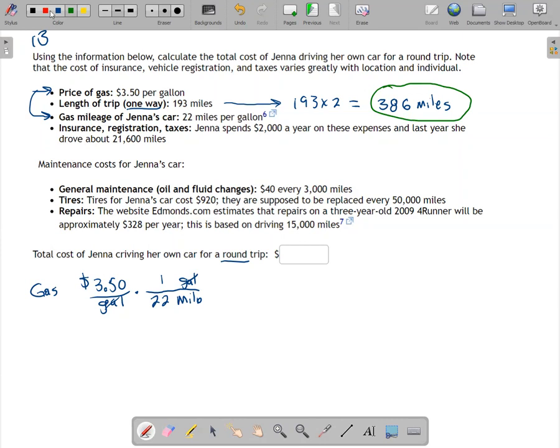Now, keep in mind, we got to do that for other stuff too. So we're going to have to do that for the insurance, registration, and taxes. The cost per mile there is $2,000 per 21,600 miles. So I'm going to call it insurance plus other stuff. And that one has a cost of $2,000 per 21,600 miles. And then just keep going through the list. General maintenance, I'm just going to call that maintenance. That has a cost of $40 per 3,000 miles.